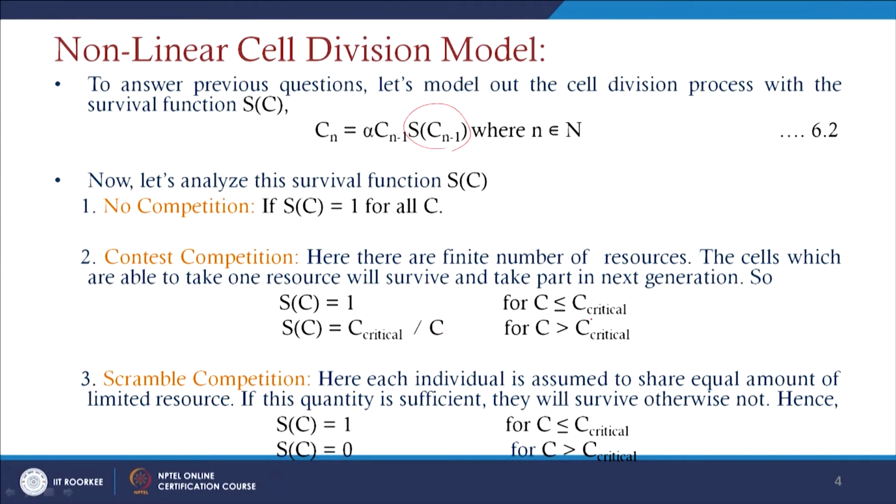Third condition is scramble competition. Here each individual is assumed to share an equal amount of limited resources, and if this quantity is sufficient they will survive, otherwise not. This means that whatever resource is available will be equally distributed among all these cells, and if this quantity is not sufficient then one cell will fight with another to survive.